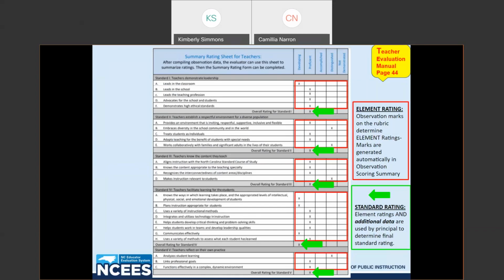So when you look at this summary rating sheet, do you have any questions, or does anything jump out at you that you might think would deserve more conversation? Do you think any of the ratings took additional data other than the element ratings into consideration? And if you do, how about putting that in the chat bar? What standards do you think took additional data other than the element ratings into consideration?